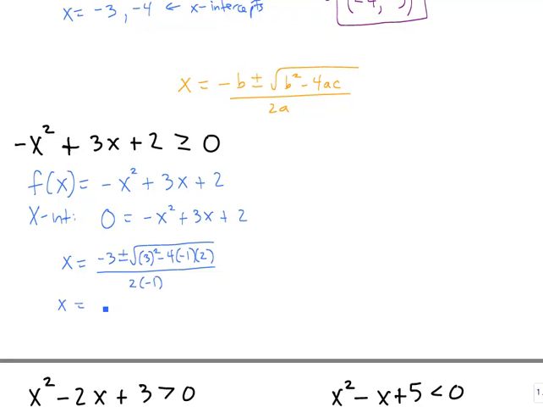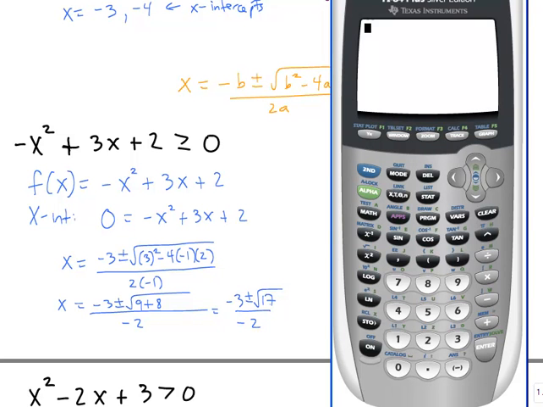Now simplifying this a little bit, in the denominator 2 times -1 is -2. Under the radical, 3 squared is 9. -4 times -1 times +2 is going to be a +8. So this is -3 plus or minus the square root of 17, all over -2. Now these are real numbers. They're not nice numbers. They're going to be decimals, but they are real numbers because we got a positive under that radical. So to figure out the rough size of what these are, you want to use a calculator.